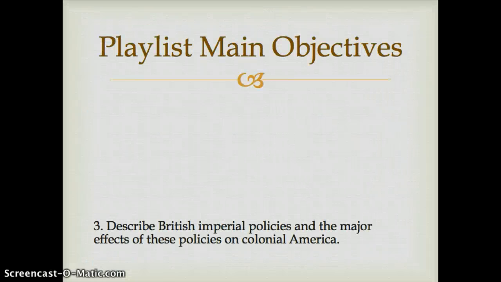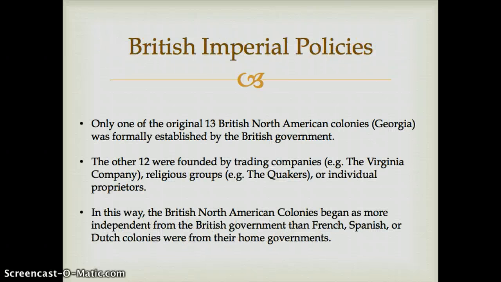So let's move on to the third objective of the playlist, which is to describe British imperial policies and the major effects of these policies on colonial America. It's important to look at the actual founding of the British colonies to see how, from their beginning, they were slightly different from the colonies of other European powers such as France, Spain, and the Netherlands, the Dutch.